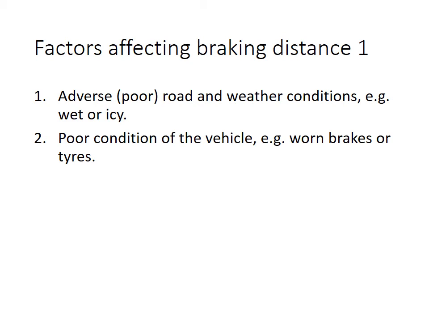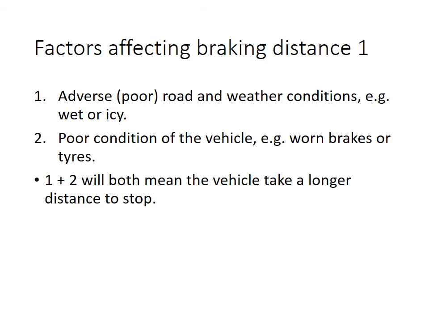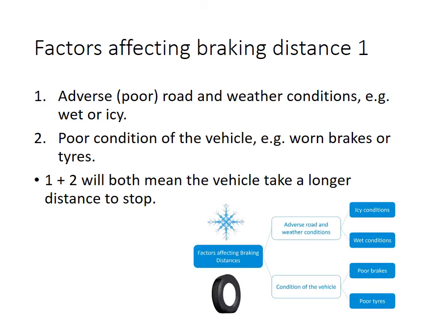We can apply the same idea to the condition of the vehicle. So if the vehicle has got warn brakes or warn tyres, so it's not in very good condition, then that's also going to impact on the braking distance. It's going to increase it. This is one of the reasons that we have MOTs and why it's so important that once you're driving, you actually maintain your car and buy new tyres for it and make sure you replace the brakes and things like that. So if there are poor conditions in either of these two situations, then that means that the car is going to take a longer distance to stop. And so we have a nice summary there of that process.